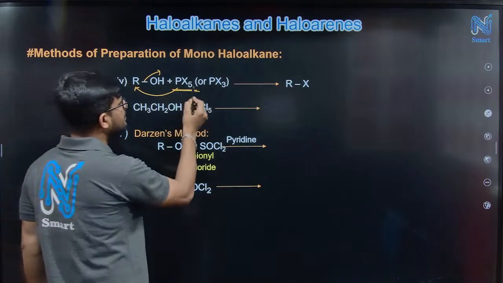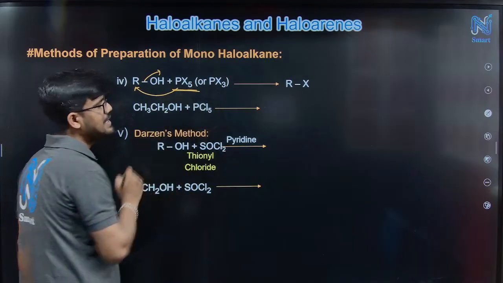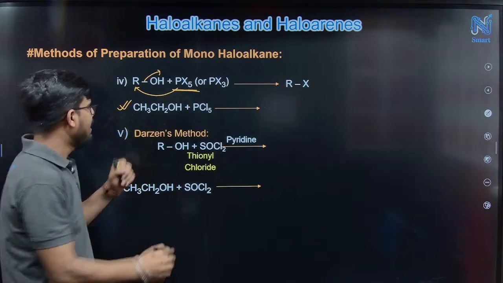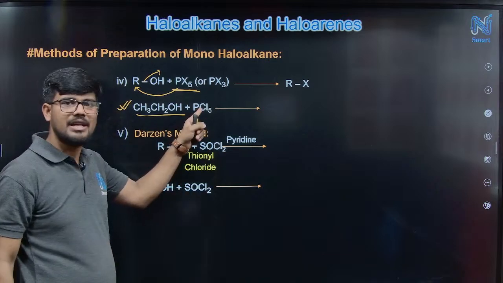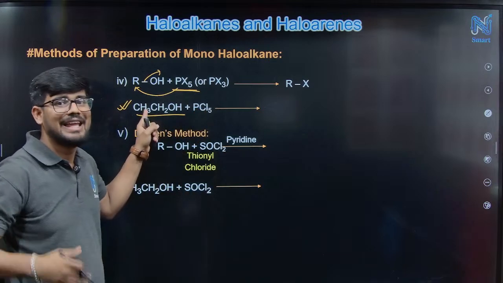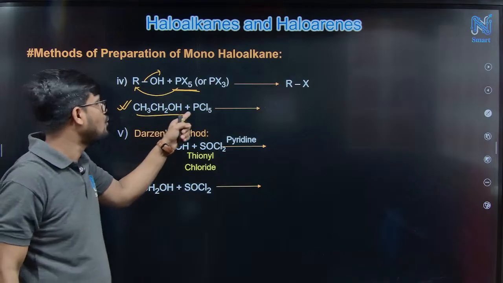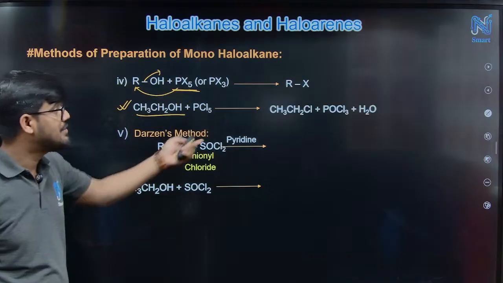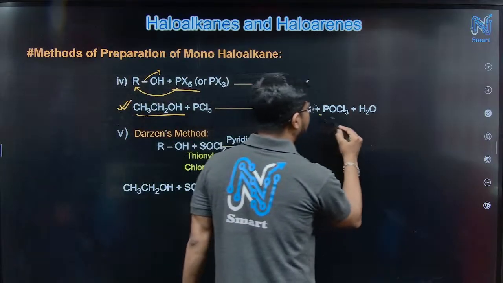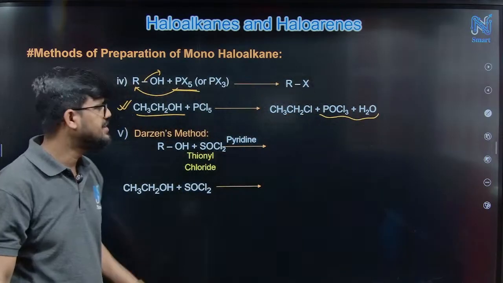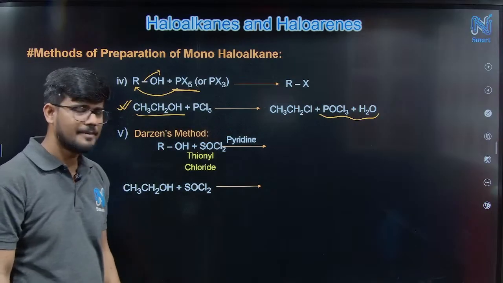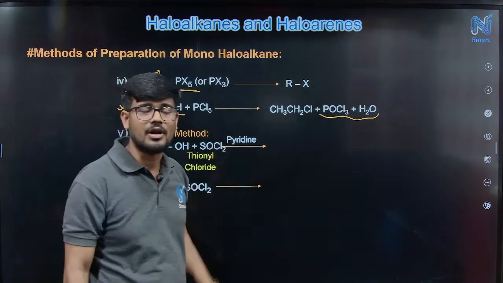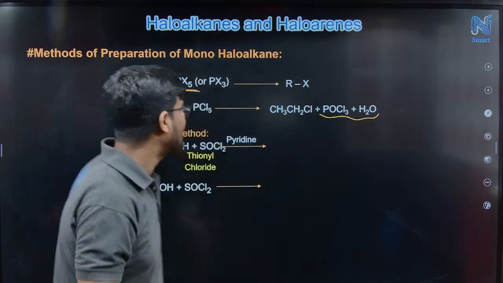And what will be the byproduct in this case? For example, if we study this example, ethyl alcohol in the presence of PCl5 gives ethyl chloride, and what will be the byproduct? We will get POCl3 and HCl. This will be our byproduct. Now the question is how we are getting this, right? From this reaction, how are we getting this product? What is the mechanism? What are the steps?